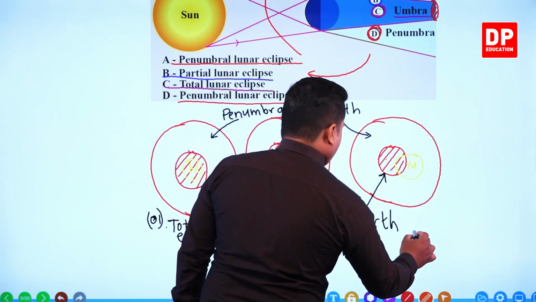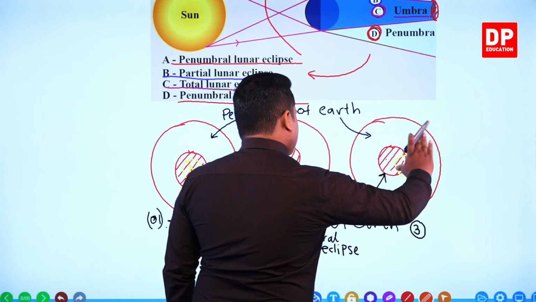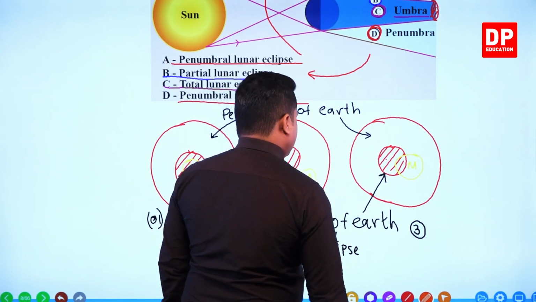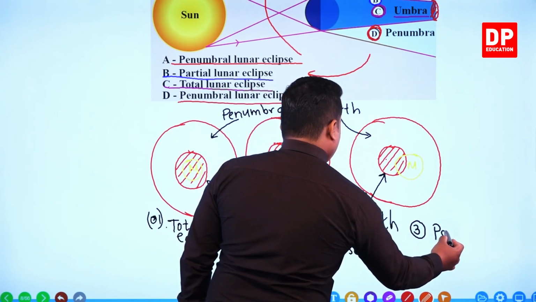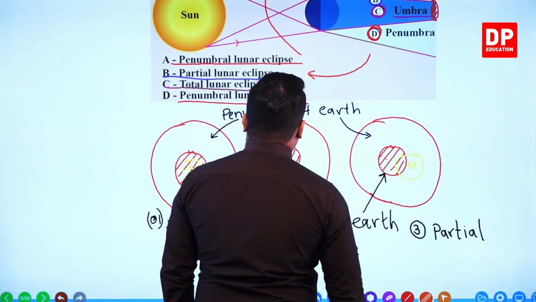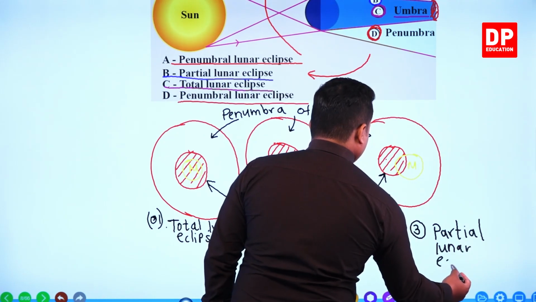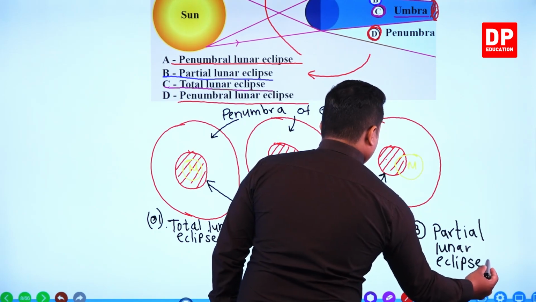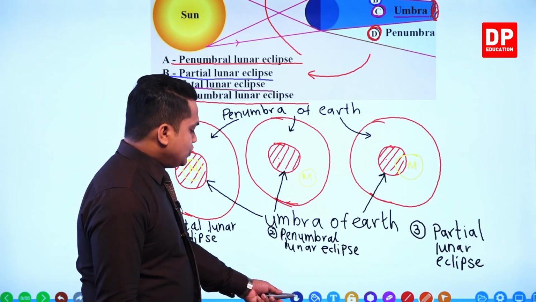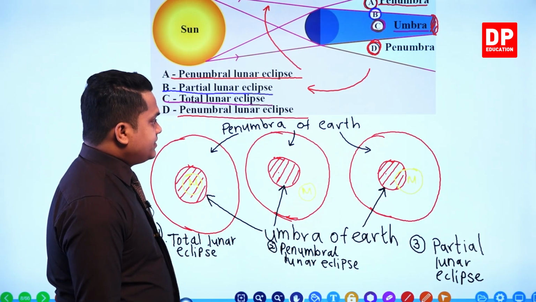Then number 3 over here. Here, my dear children, one portion is located at the penumbra, the other portion is located at the umbra. So this is referred as the partial lunar eclipse. Partial lunar eclipse. So these are the three main types of eclipses that we can observe, my dear children.